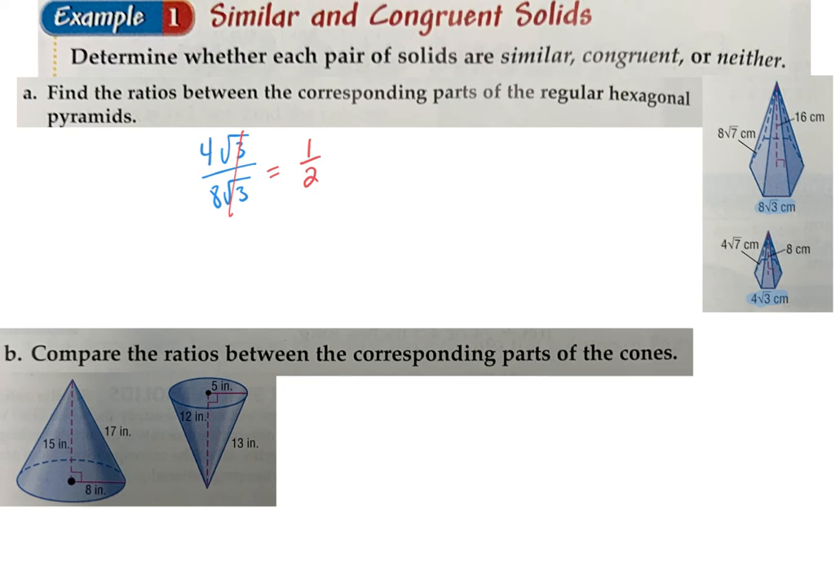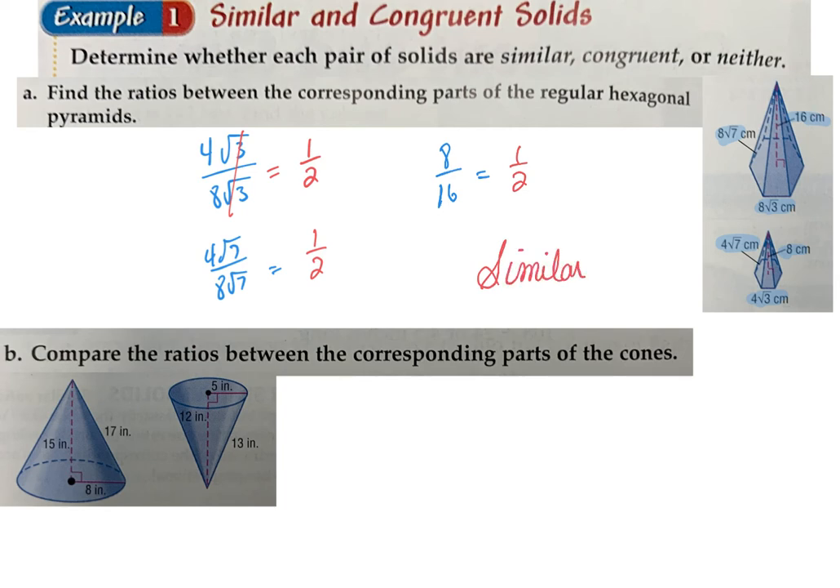So 4 square root of 7 over 8 square root of 7. Once again, that's going to reduce to 1/2. And then if we look at the last one, 8 over 16, obviously that is going to reduce to 1/2 as well. My scale factor is 1/2. It is the same thing for all of them. So these would be considered similar. We would say this is similar.